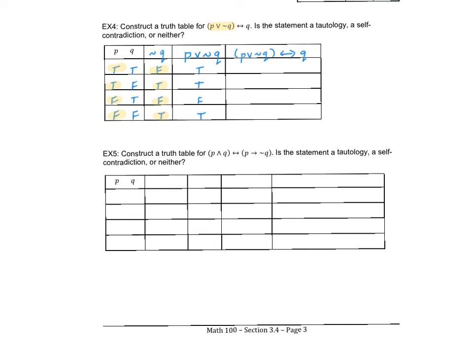So this is our biconditional. On one side, I'm looking at the last column we had, which was P or not Q. And the other side, we're looking at the column for Q. So here, a true, true matches up. This is going to be true.